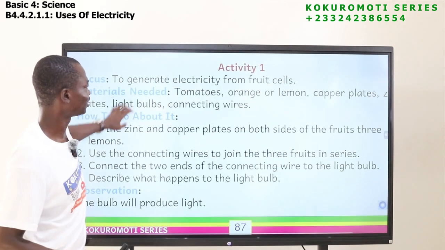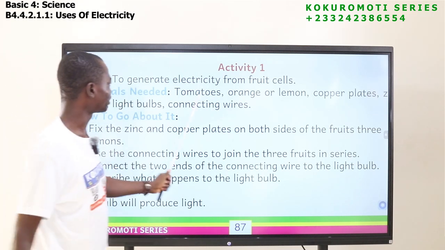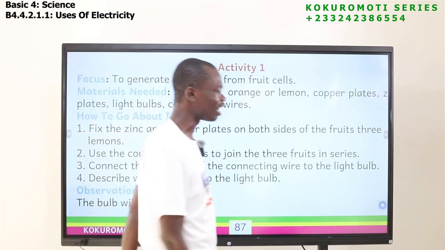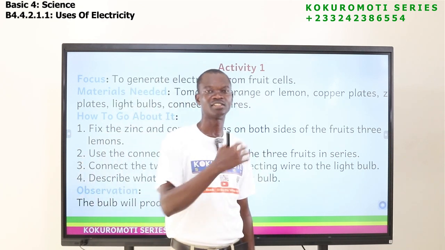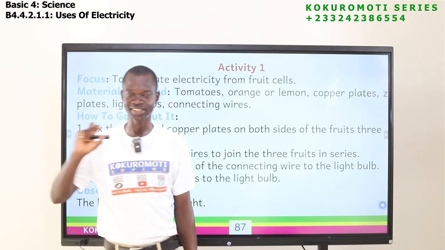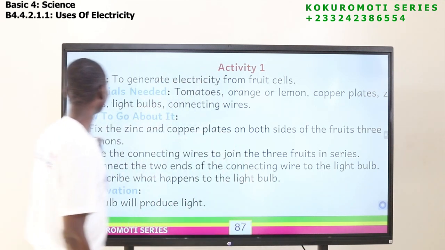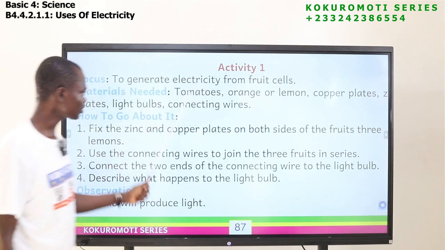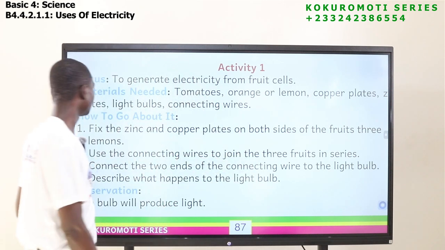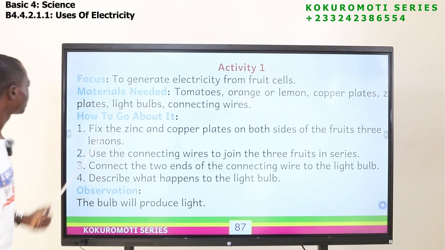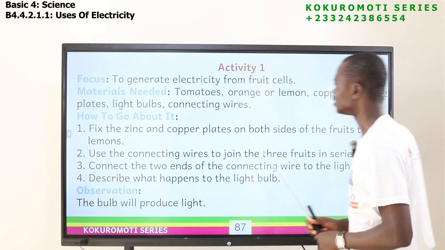Now we have another activity here. The focus of this activity is to generate electricity from fruit cells. Wow. So today we are going to see how electricity can be generated from fruit cells. So wonderful. So let's move on. Materials needed: tomatoes, orange or lemon, copper plates, light bulbs, connecting wires. So these are the things that we need.